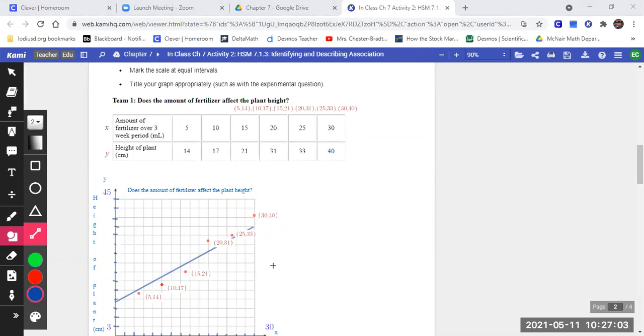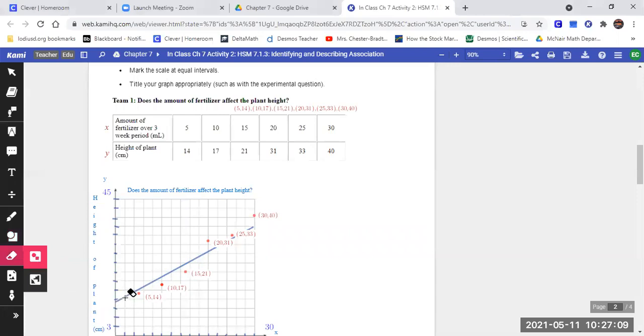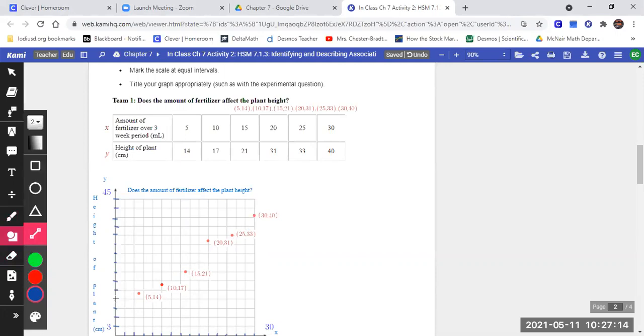Look at our line. Do I have about the same number of dots above my line and below my line? I'm going to put my line back in. This was my line. Are there about the same number above and below? How many dots are above? How many dots are below? Do I have the same number of dots above and below?